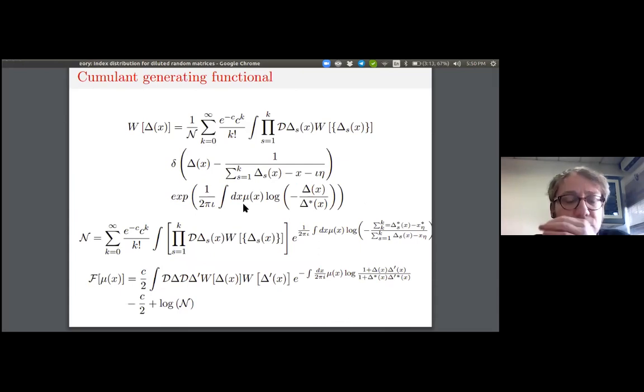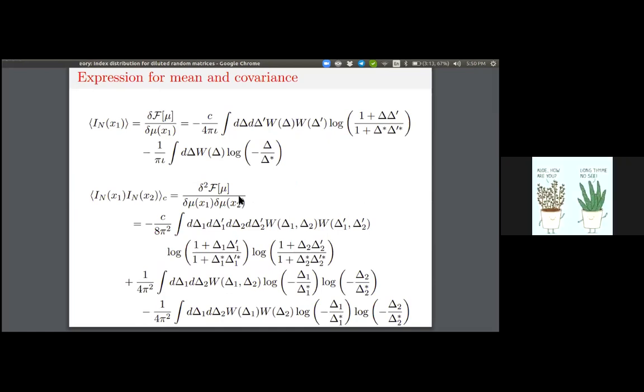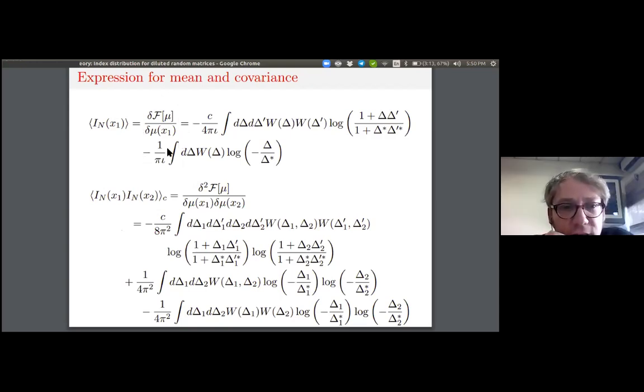I mean, you mentioned something about mu of x. Yes. So for computing mean and variance, we take the mu going to zero limit after taking the function. Okay, sure. And what type of information do you get when you consider mu arbitrary?